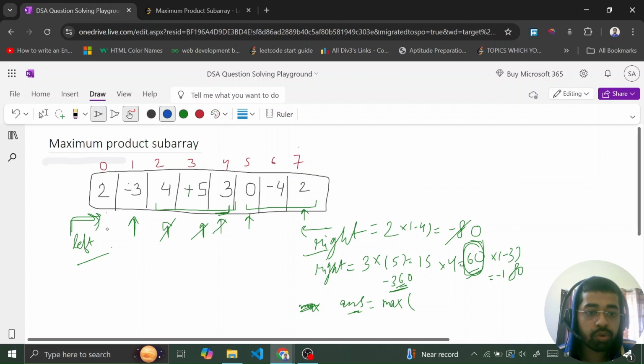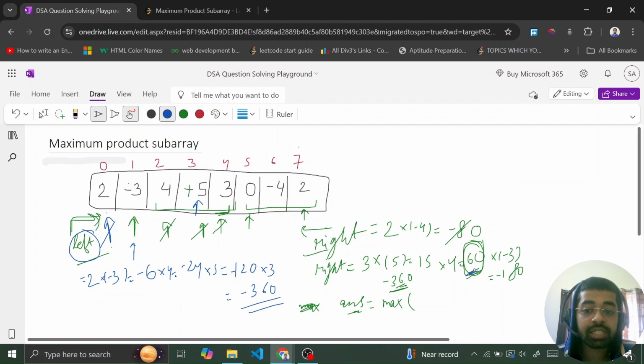For that we can take the color blue for this left. So we have a 2. Okay, good. We have a -3. Okay, so 2 into -3, which will give me -6. Okay, now -6 into 4, which is -24. Now into 5, which is -120. Fine. Into 3, which is -360. Till now we haven't encountered anything greater than 60, right? Anything greater than 60. And now we encountered a 0.